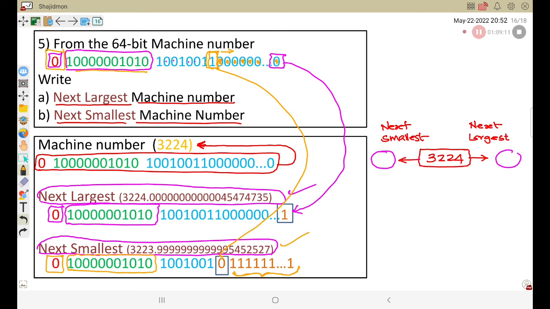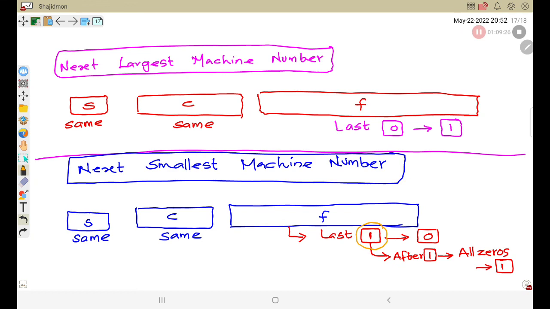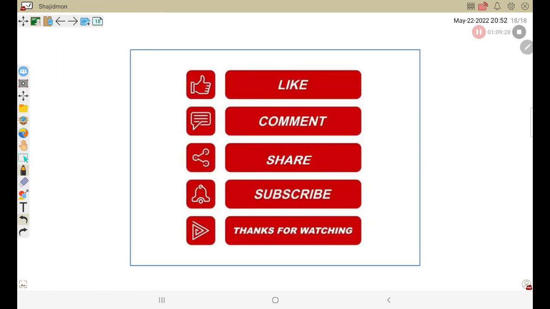So the machine precision question is very important, especially for IT related students. How to find the machine precision, the next smallest and next largest machine number. So this is the idea in topic 1.2, the machine number. I hope you understood all the ideas we discussed here, the questions.